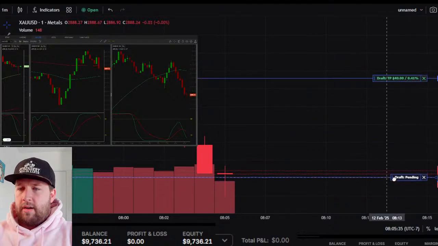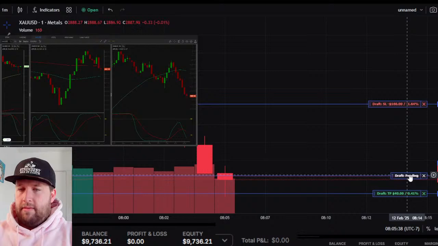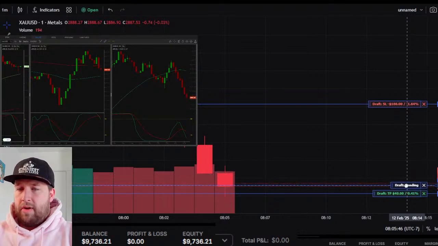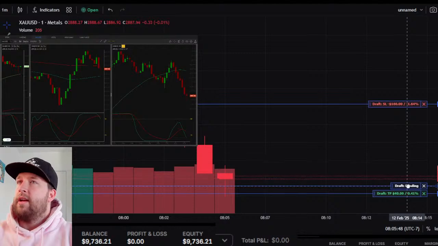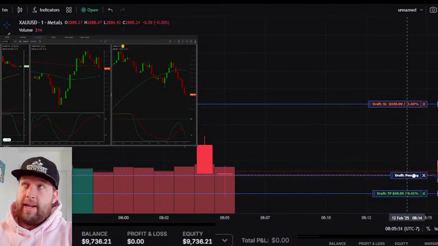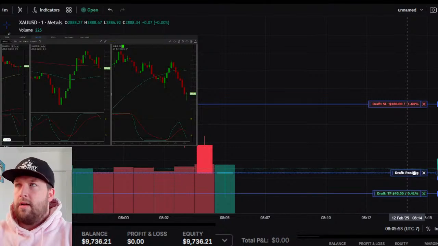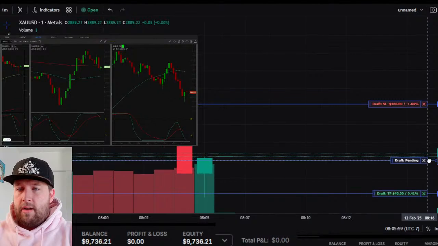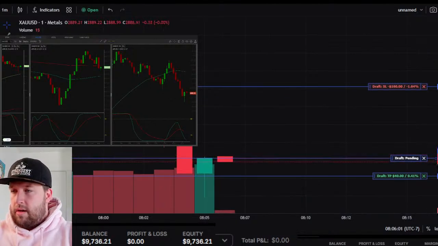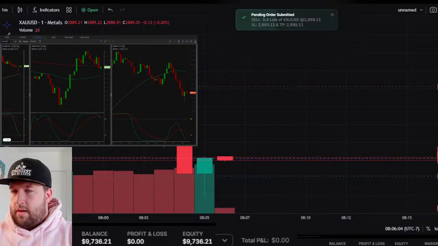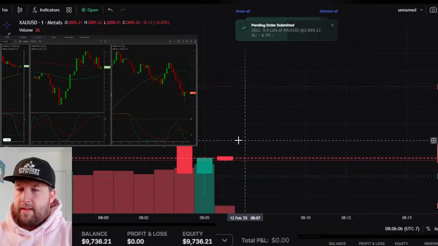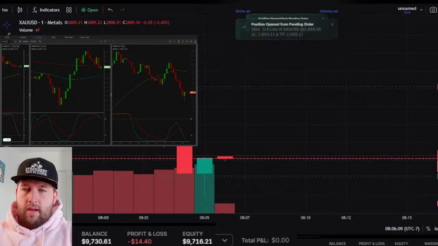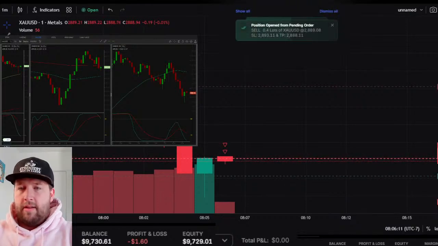So here's our level. Basically, right when that closes, we're going to try to, as quick as we can, put this right where the price closed at. Push sell, and then we need to do it again. 3, 2, 1. Okay, got it. Okay, so we just got filled.